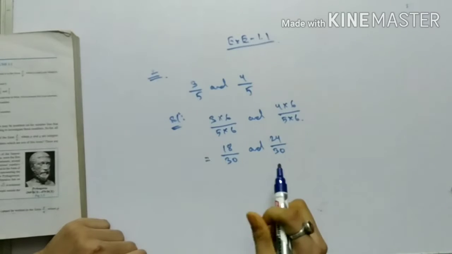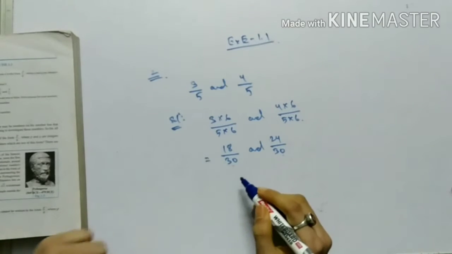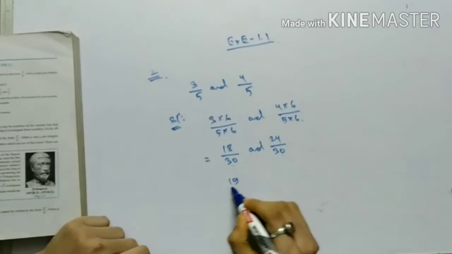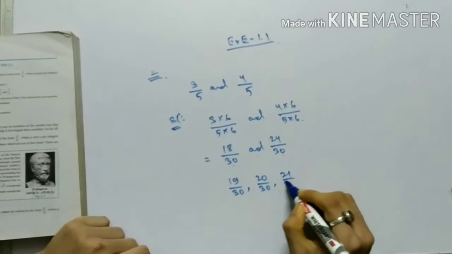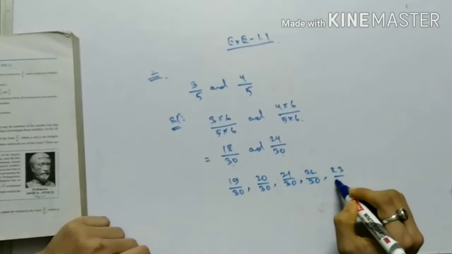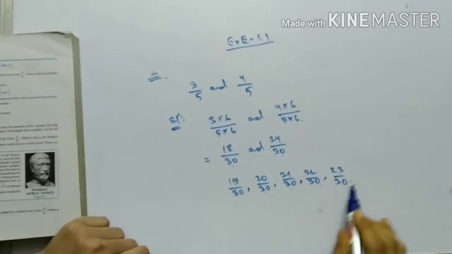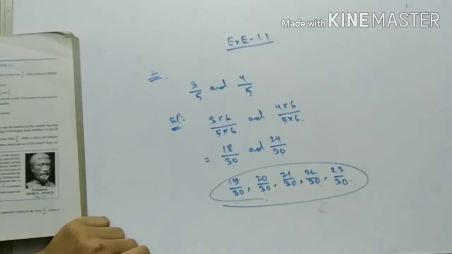So now therefore the 5 rational numbers between 18 by 30 and 24 by 30 are 19 by 30, 20 by 30, 21 by 30, 22 by 30, 23 by 30. 1, 2, 3, 4, 5. So these are the 5 rational numbers that lie between 3 by 5 and 4 by 5.